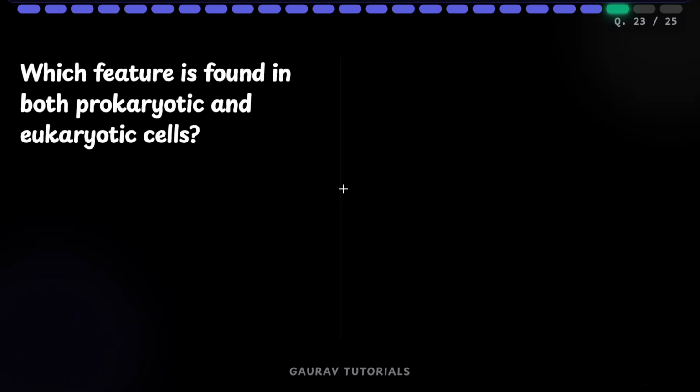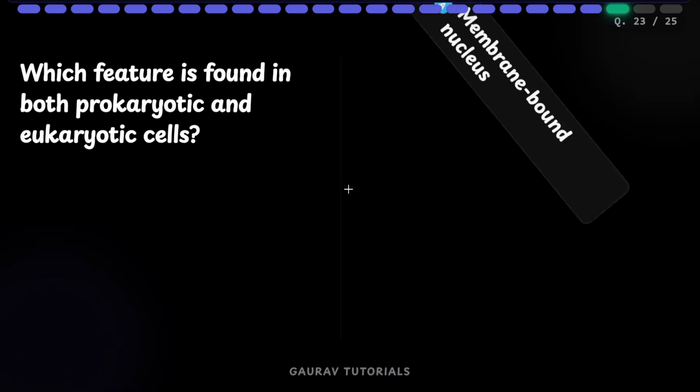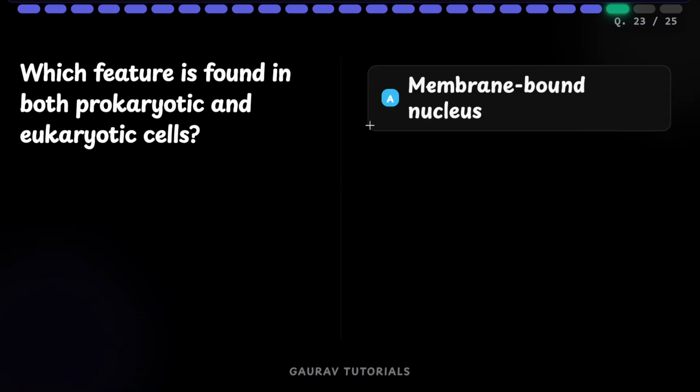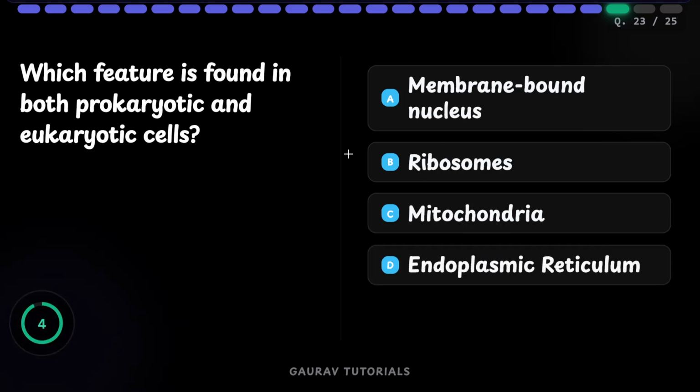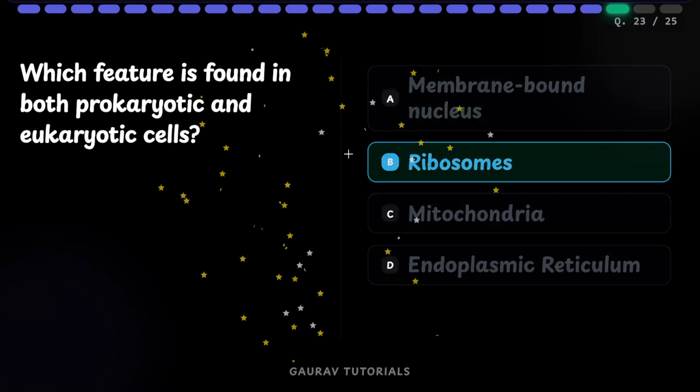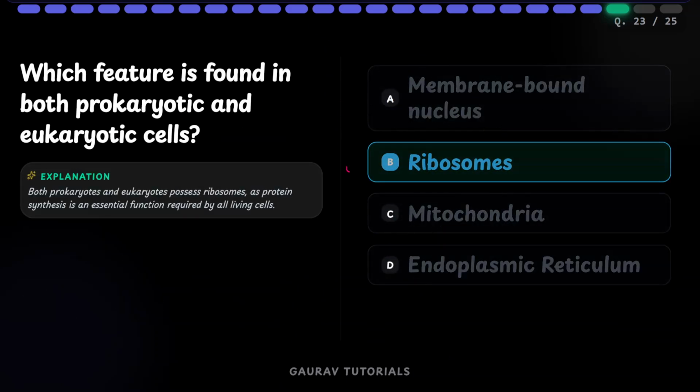Question number 23. Which feature is found in both prokaryotic and the eukaryotic cell? Option A, membrane-bound nucleus. Option B, ribosome. Option C, mitochondrion. And option D, endoplasmic reticulum. The correct answer is B, ribosome.